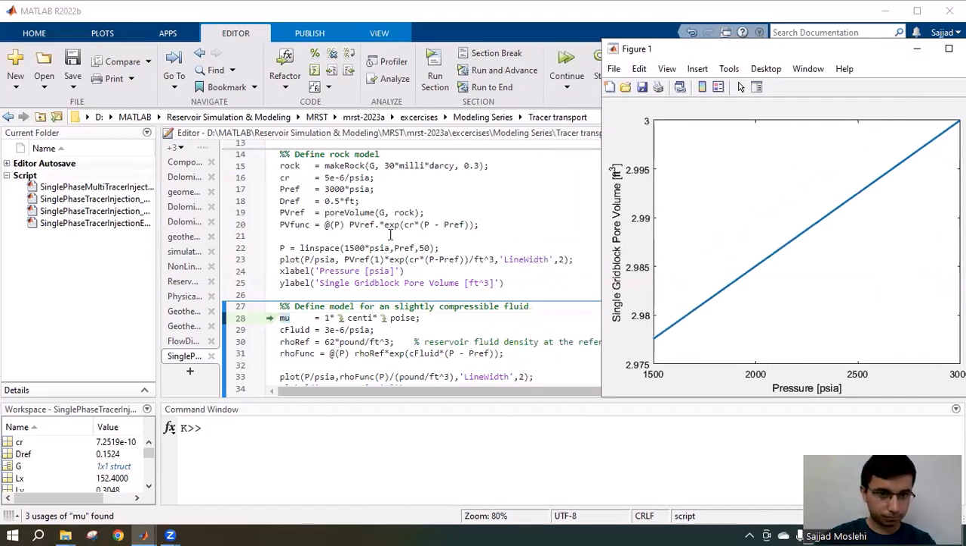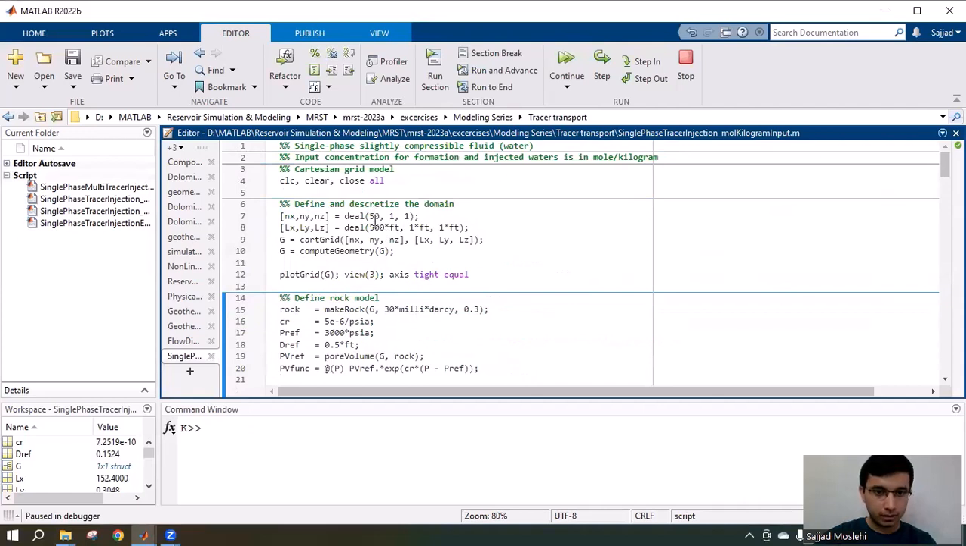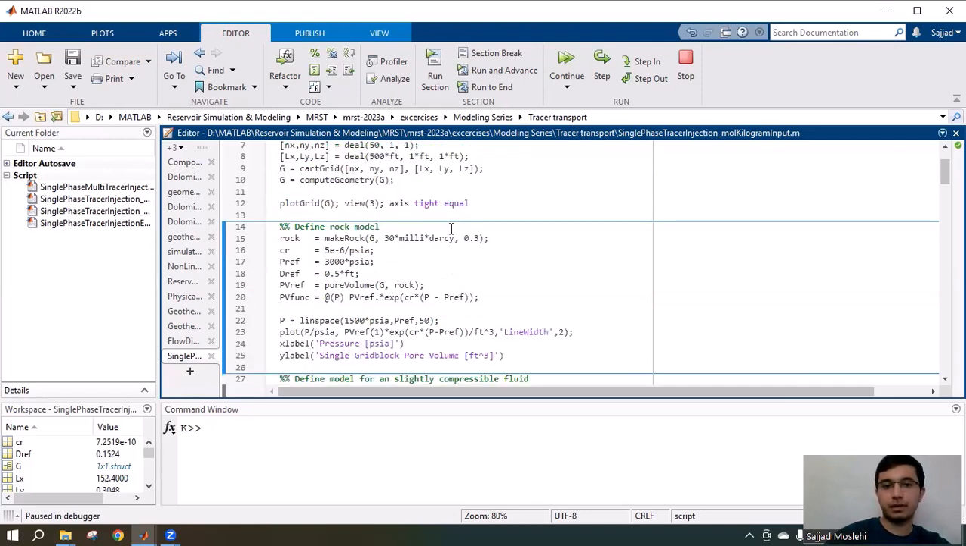All right. And why is it 3 cubic feet? Let's calculate it. The total length of a single cell is 10 feet. Width is 1 foot and height is 1 foot. So the total bulk volume of a single cell is 10 cubic feet. And the porosity is 0.3. So 3 is the pore volume of each cell at the reference pressure.